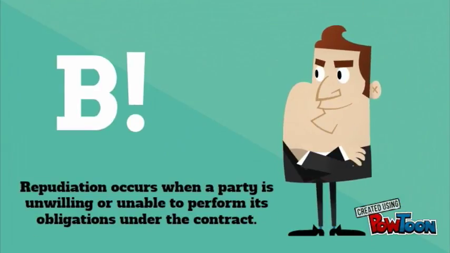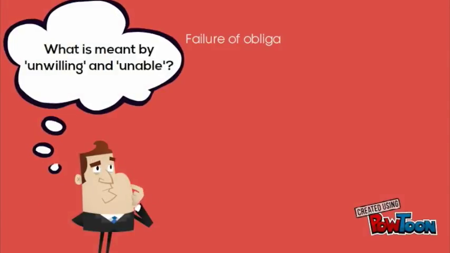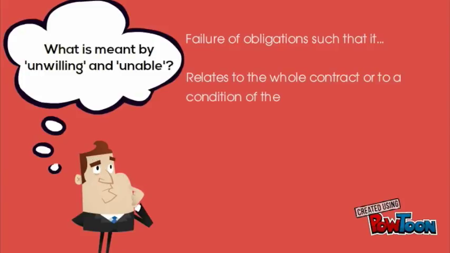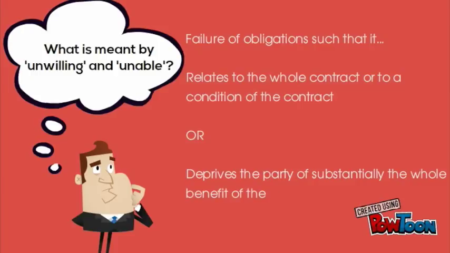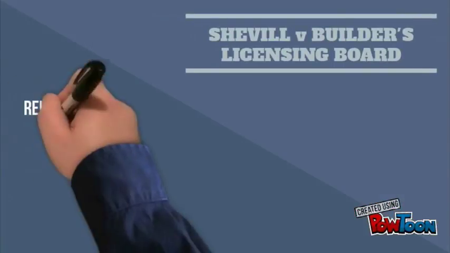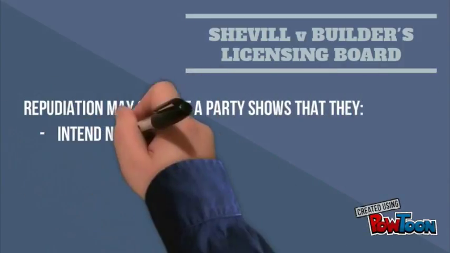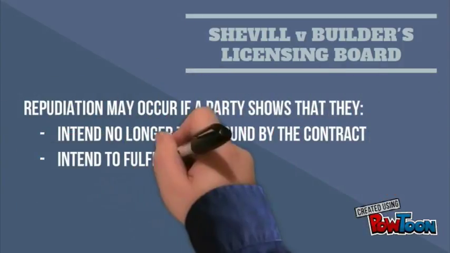So repudiation occurs when a party is unwilling or unable to perform its obligations under the contract. What do you mean by unwilling and unable? Well, the party must have failed its obligations so that it relates to the whole contract or a condition of the contract, or deprives the party of substantially the whole benefit of the contract. A good test to use to determine whether a party has repudiated is the one outlined in Cheval and Builders Licensing Board.